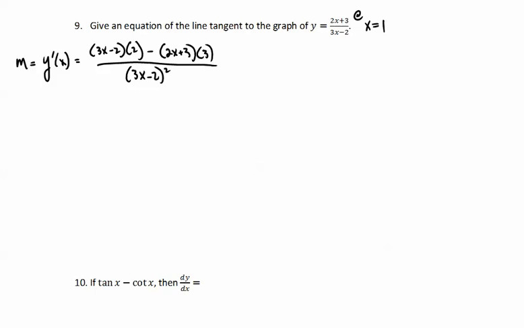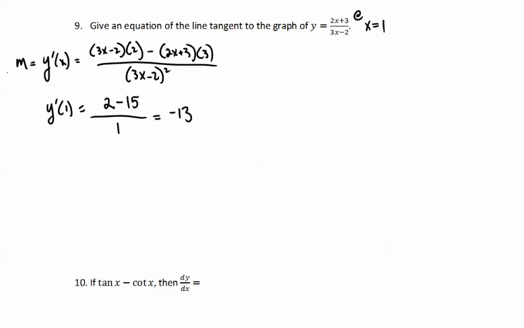At this point, we can simplify a little, or we can just go ahead and plug in 1 for x. When we plug in 1 for x, we'll get 3 minus 2, which is 1, times 2, which is 2. Then 2 plus 3, which is 5, times 3, which is 15. So minus 15, and then over 3 minus 2, which is 1 squared, which is 1. And so we end up with negative 13 as a slope.